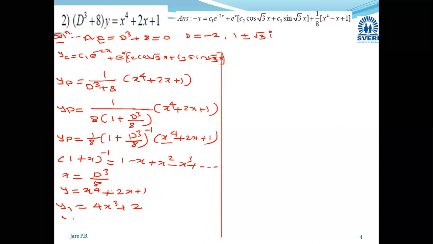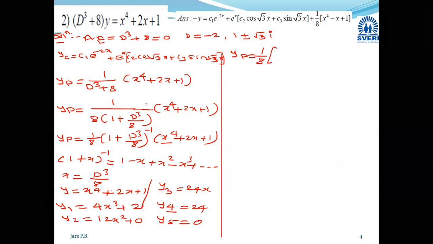What about the second derivative y2? It is 12x square plus 0. What about the third derivative y3? We got 24x. And the fourth derivative is 24. The fifth derivative is 0. This means we expand up to power 4. But when expanding up to power 4, what is the term here? It is a cube.